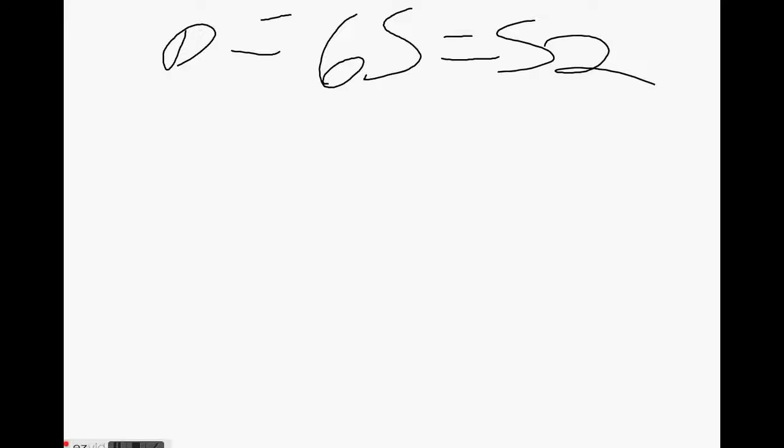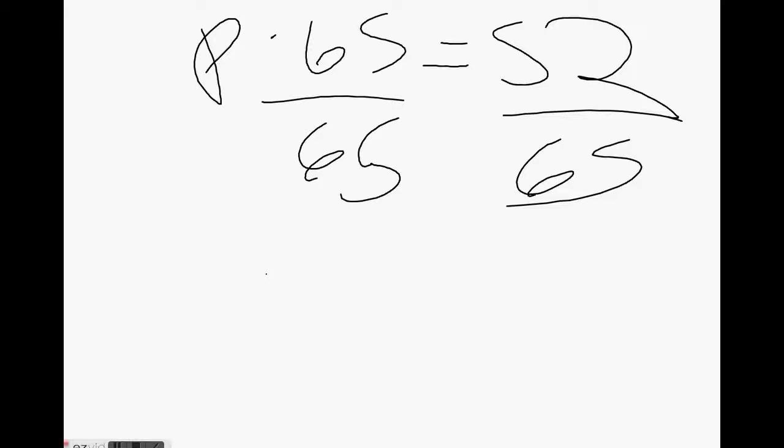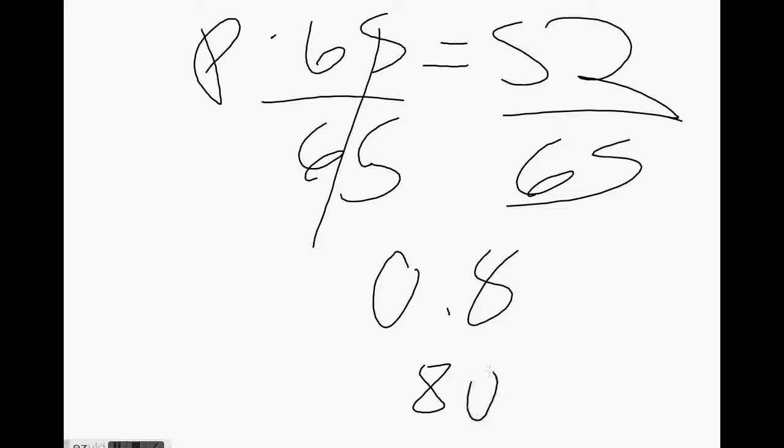Second page is what percent of 65 is 52. All right, so it's asking us what percent of 65 is 52. So that means all we're doing is dividing each side by 65, right? 52 goes into 65 0.8 times, which is the same thing as 80%. You're done.